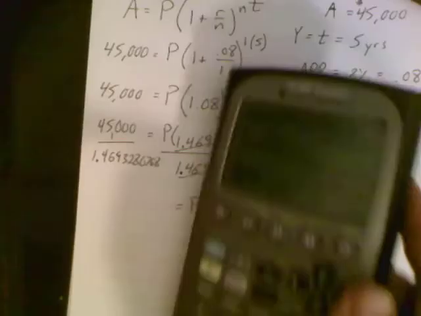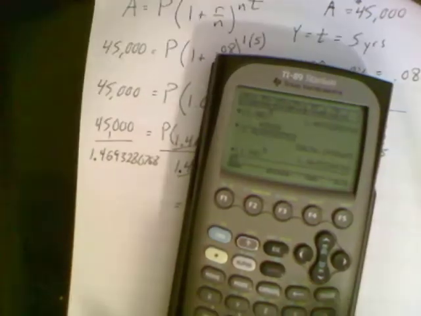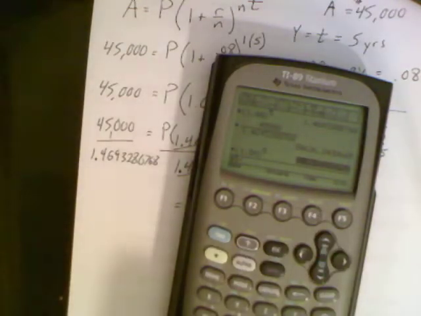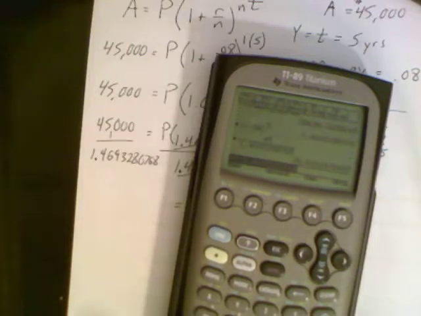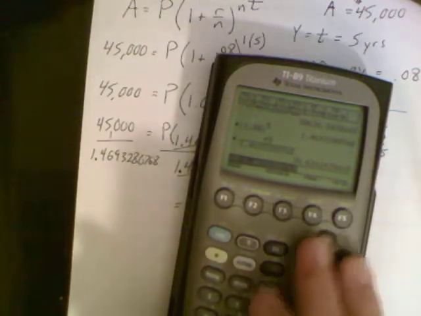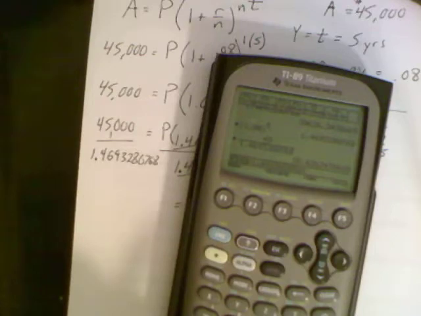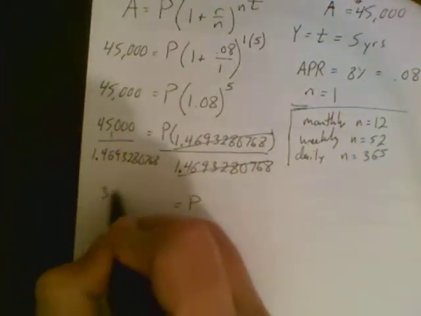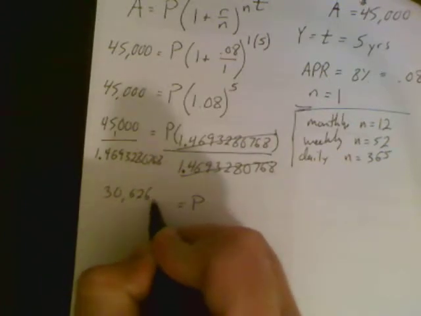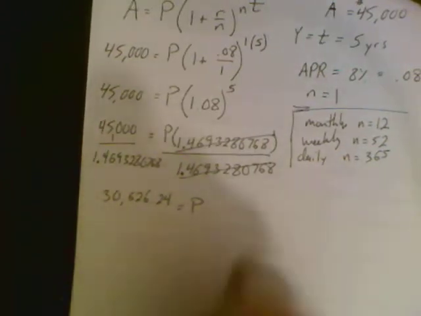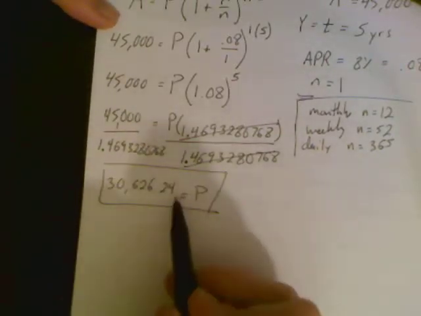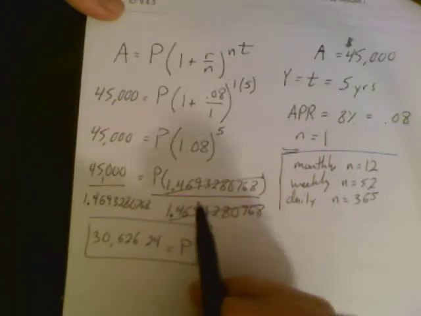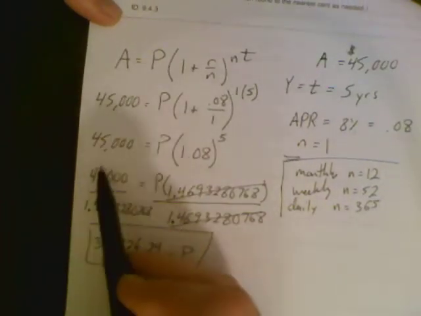In my calculator, if you've got a nice scientific one, you can do this accurately by selecting the previous solution. Okay, so I'm going to do 45,000. Sorry, that was 45. Let me fix that. 45,000 divided by 1 point whatever, and I will end up with P being $30,626.24. Now again, that would be the amount that I have to invest into this account so that at the end of 5 years I'm going to end up with 45,000.